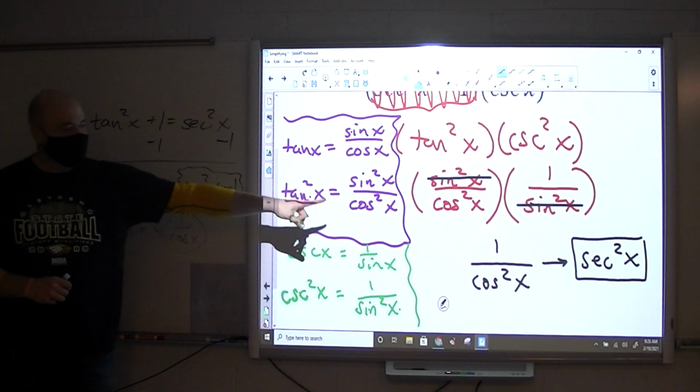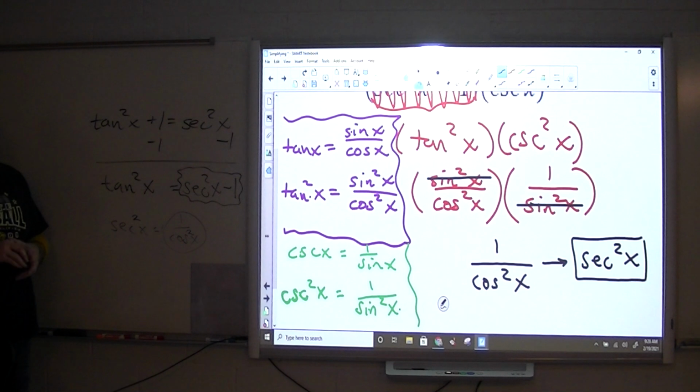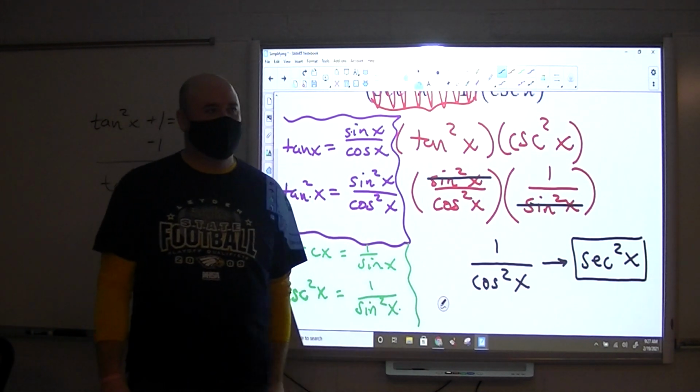Because 1 over cosine squared then is equal to secant squared. Right? Which is even simpler than having this fraction.